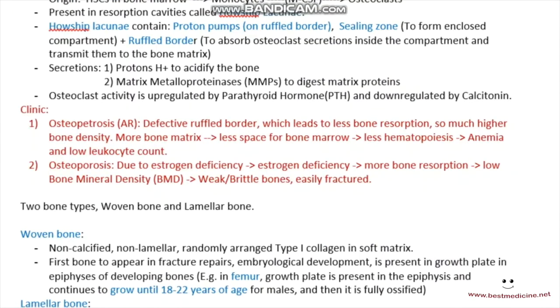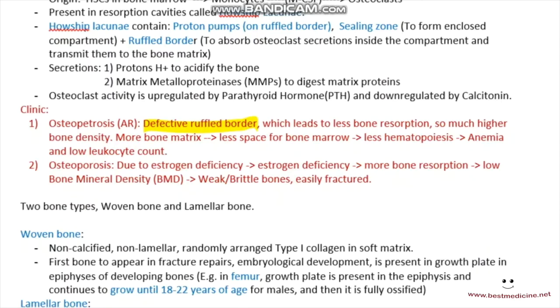So now that we understand what the function of osteoclast is and how it functions with regards to its different features like the sealing zone and the ruffle border of the house-shaped lacunae and its ability to pump protons and matrix metalloproteinases to digest the matrix proteins, we can now try to understand some clinical correlates, okay? And number one, we have actually osteopetrosis. Osteopetrosis is when there's actually a defective ruffle border, right? We said that defective ruffle border plays a role in bone resorption.